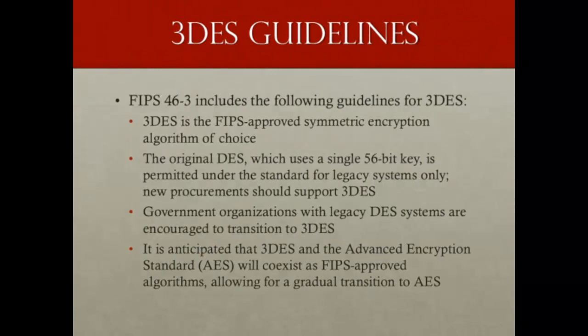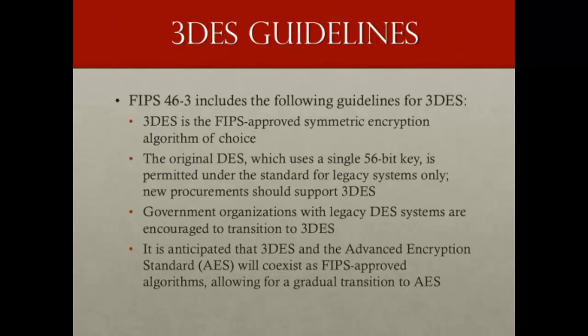Triple DES guidelines. So FIPS 46-3 includes the following guidelines for triple DES. Triple DES is the FIPS approved symmetric encryption algorithm of choice. The original DES, which uses a single 56-bit key, is permitted under the standard for legacy systems only. New procurements should support triple DES. Government organizations with legacy DES systems are encouraged to transition to triple DES.